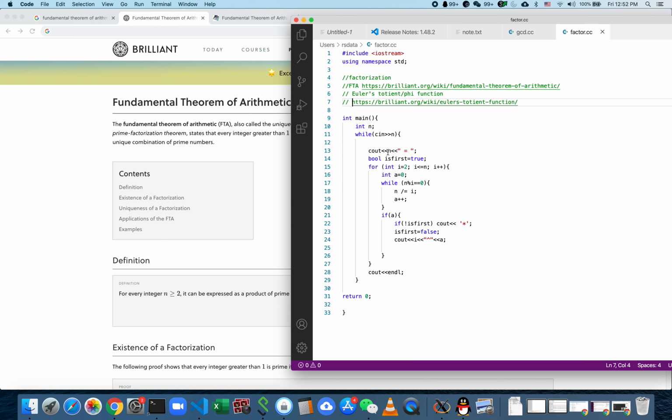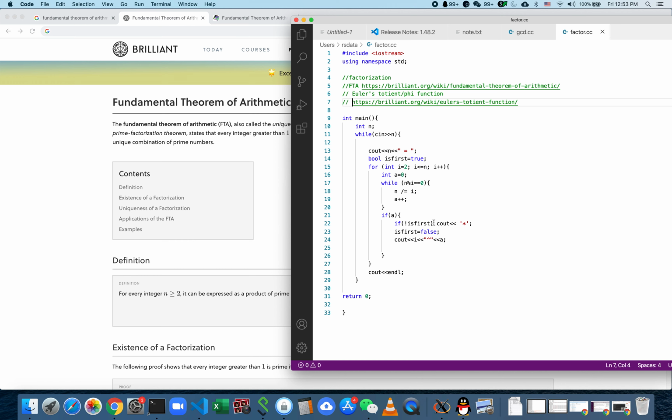Read in n, cout n, and check whether we are getting the first factor or not. If it's the first factor, it's true. You loop through i from 2 to n. a is the exponent of the number, so you keep dividing n by this i and add to the exponent. If a is greater than 0, we count, we express it out, okay?